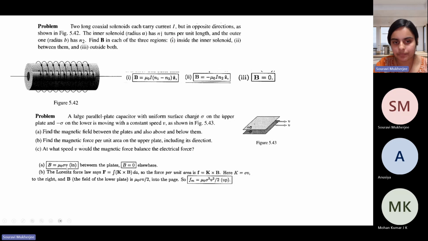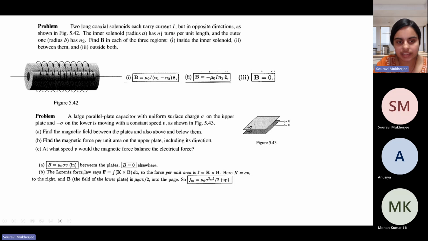Mu naught sigma v, and that is pointing like this, inwards, and it's between the plates. Anywhere outside, it's zero. Why? Because they cancel each other out, because the charges are of opposite sign.